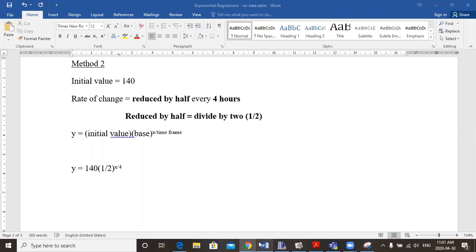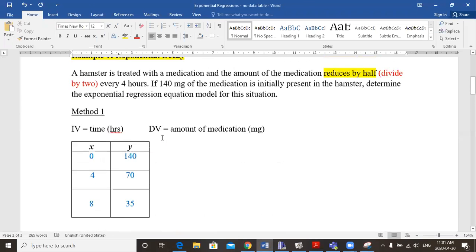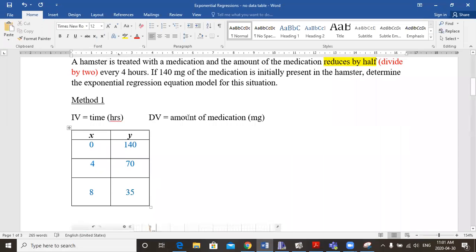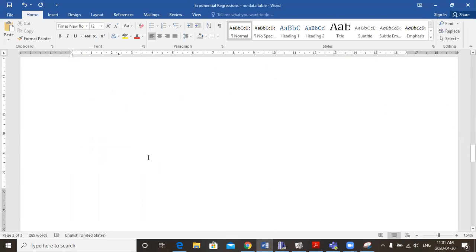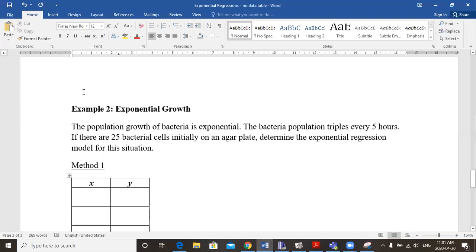You may decide, I don't like the pre-cal method. That's fine. I just wanted to show it to you, but you can see the amount of work is a lot less than using Desmos and getting the pattern, but either way is fine. Okay, the exponential growth. We'll look at the last example.